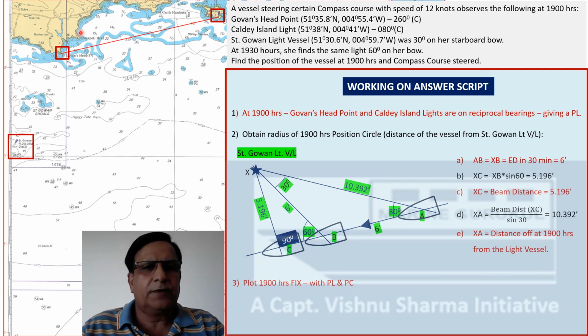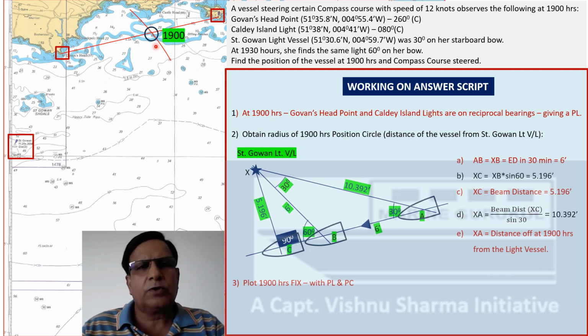So here we have the PL by reciprocal bearing. Now we open our compass 10.392 miles, keep it at the center here, at St. Gowan light vessel, and we cut an arc here and we get the 1900 hour fix. So this position is the 1900 hour fix, and since the question wants the 1900 hour fix, we can pick up the latitude and longitude of this particular position and write it on our answer sheet. So that is one answer to the question.